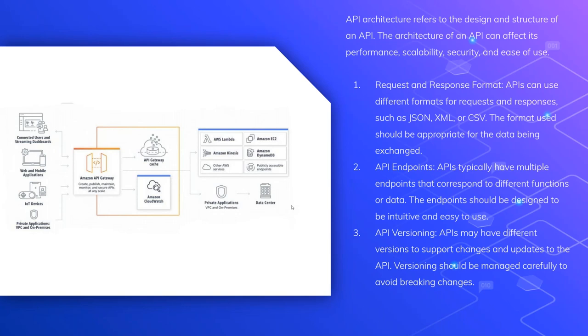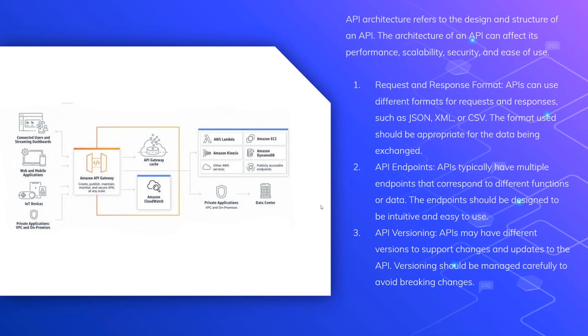And we also need better documentation. Well-designed documentation is essential for developers who consume the API. API documentation should provide clear and comprehensive instructions on how to use the API, including the endpoints, the request and response formats, authentication requirements, and exceptions. So good documentation enables developers to understand and integrate the API effectively, reducing the learning curve and the potential errors.